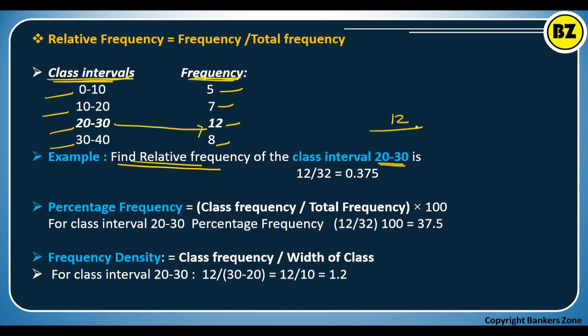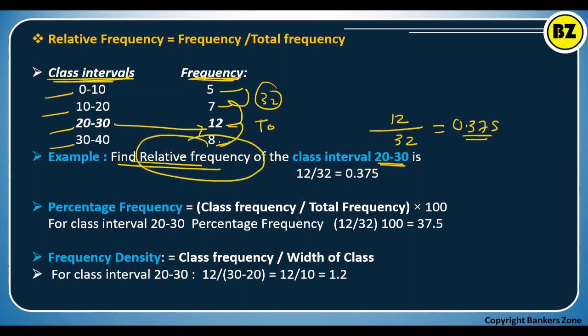So see, for 20 to 30, what is the frequency? 12. What is the total frequency? 12 plus 8 is 20, 20 plus 7 is 27, plus 5 is 32. So 32 is the total. Okay, so 12 divided by 32, you will get 0.375. Okay, this will be your relative frequency. Got it? Relative frequency is very simple. Frequency upon the total frequency, you will get the relative frequency.